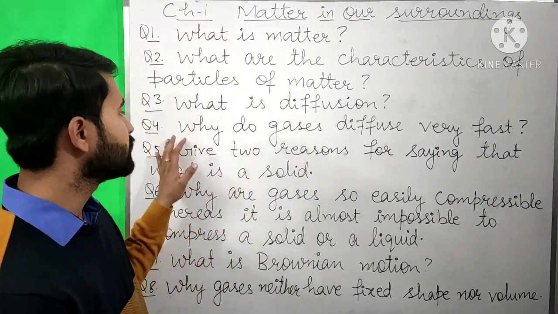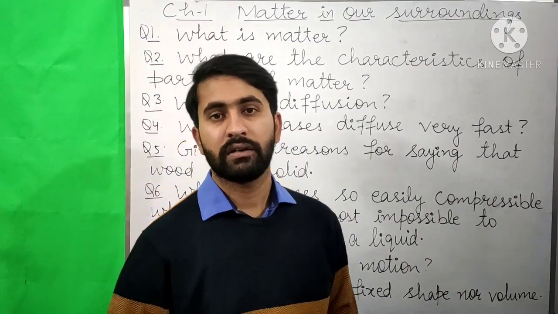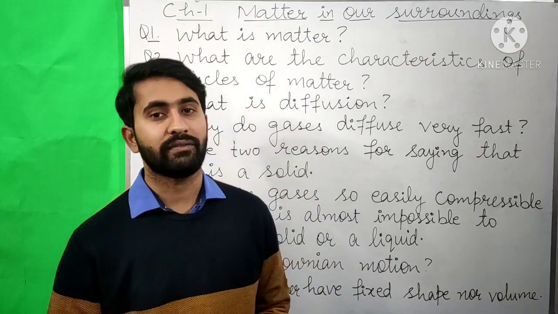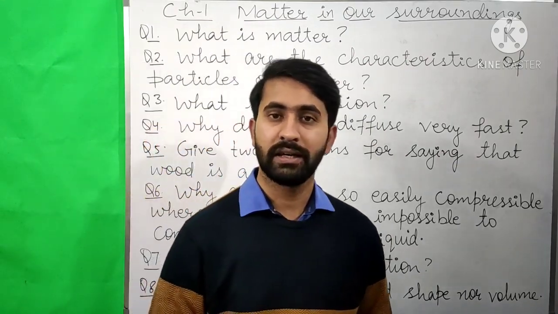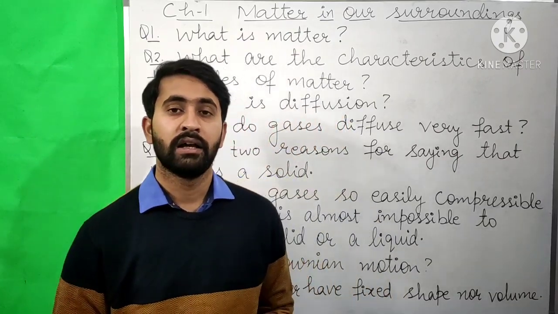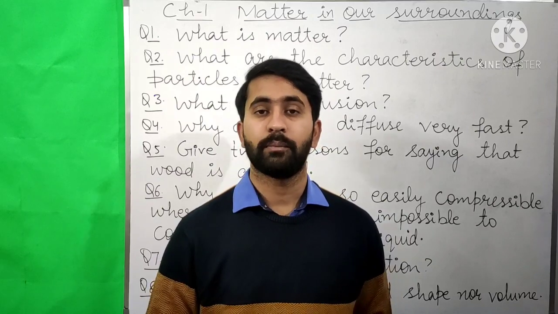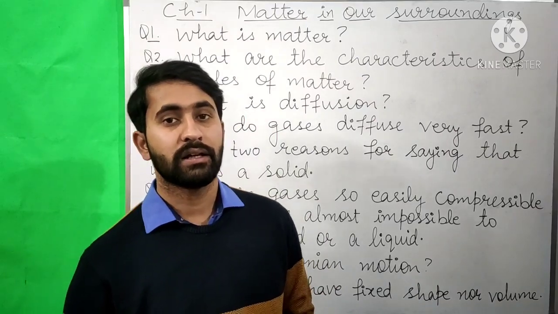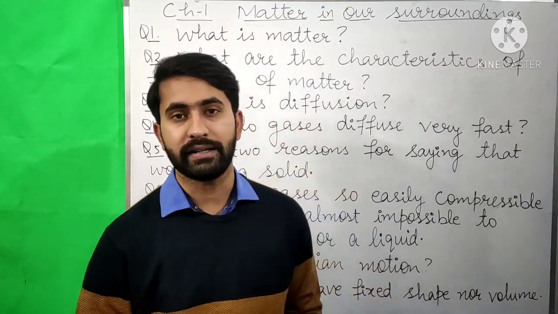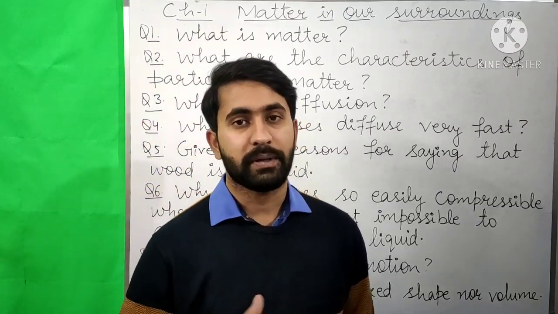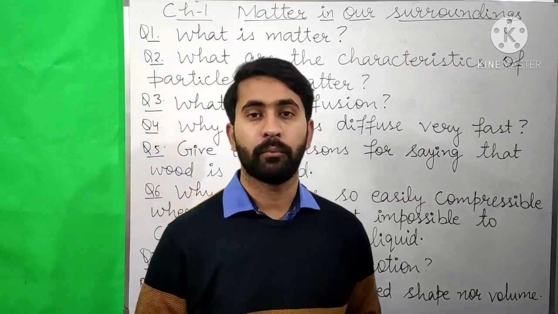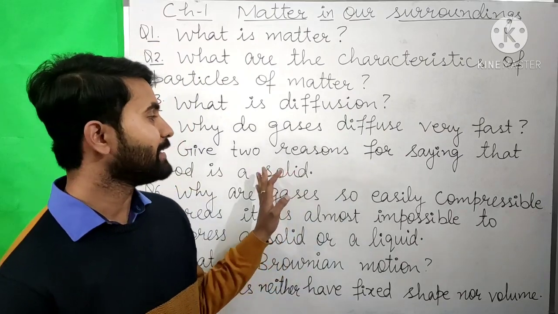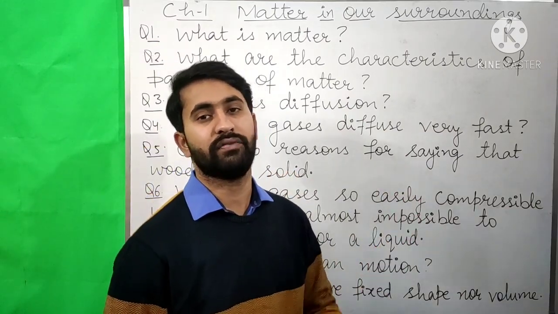Now our next question is, why do gases diffuse very fast? We know that the force of attraction between the particles of gases is very less, or we can say the force of attraction is minimum between the particles of gases. Due to the less force of attraction, the particles of gases are far away from each other, and the particles of gases keep moving constantly with a high speed. So due to a large space between the particles and due to the motion of particles with high speed, the gases mix with each other very easily, or we can say they get diffused very fast.